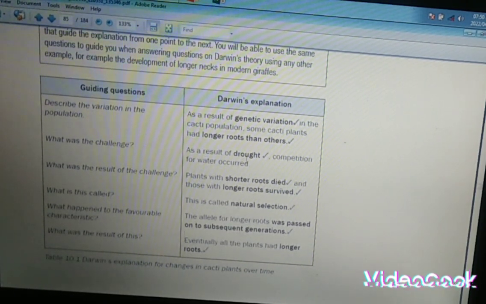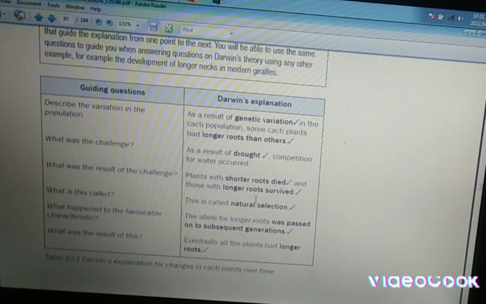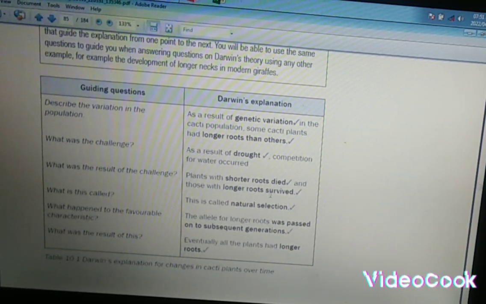As a result of drought, competition for water took place. Those who had short roots died, and those who had longer roots survived, because with longer roots you can go deeper to get water for yourself, and you'll be sustained. And what was the result of the challenge? The result was that the ones with shorter roots died and those with longer roots survived. And what do we call this process? It's natural selection. There's no human interference. It's happening naturally, right? It's natural selection taking place here.